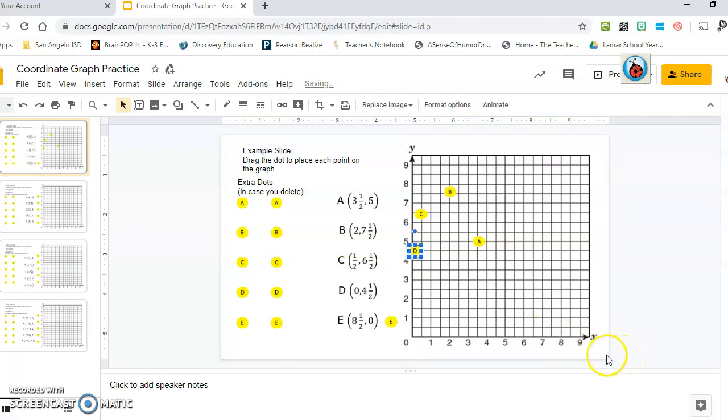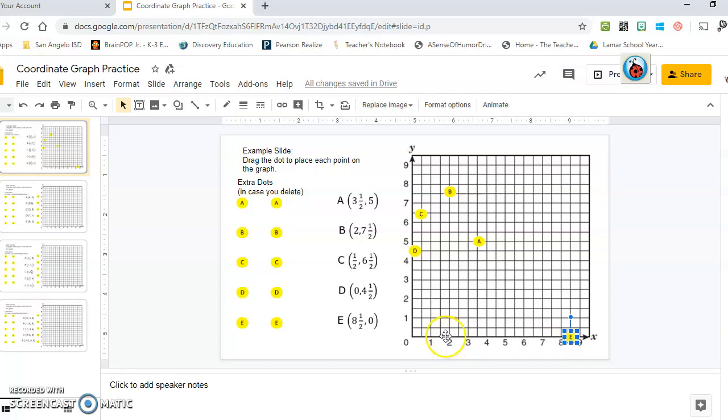Alright, and looking at our last point, we have 8 1/2 and 0 for E. So my x-axis is 8 1/2, so I'm going to go across 8 and 1/2, and then I'm going to stop right there because my next coordinate is 0. So if I'm talking about 0, I cannot go any further. Now, that slide is fractions.